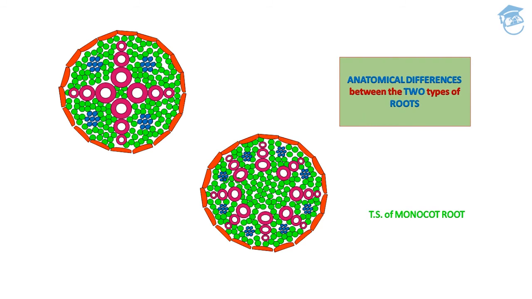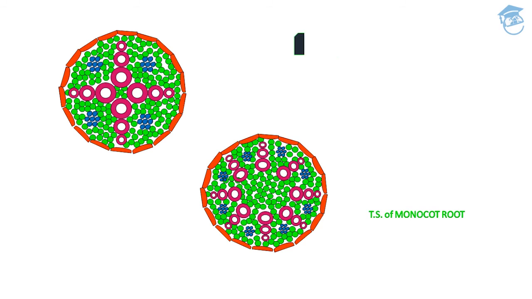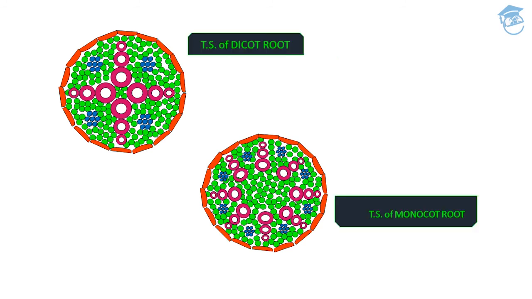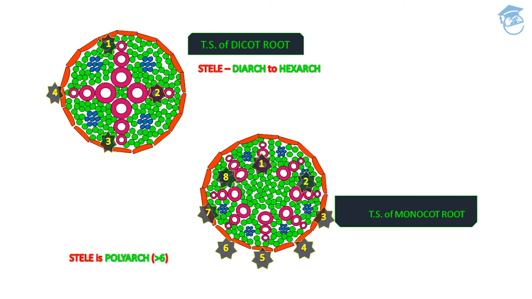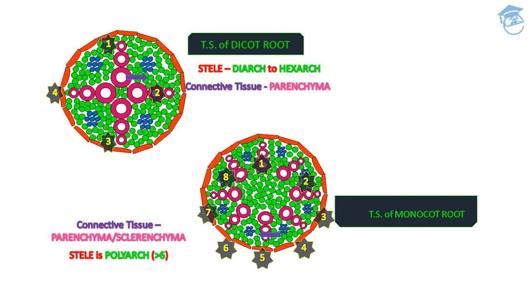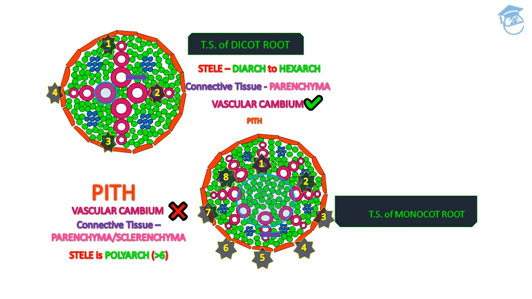Now anatomical differences between two types of roots, let's see. So this is the transverse section of dicot root, and this is the transverse section of monocot root. So 1 2 3 and 4, it is tetrarch, or you can say it is between diarch to hexarch, and this is polyarch because it is more than 6. Okay, now connective tissue is parenchyma, and here in this case it could be parenchyma also, it could be sclerenchyma also. Vascular cambium is present in dicot root, but vascular cambium is not present in monocot. Pith, as you can see, it has larger pith.